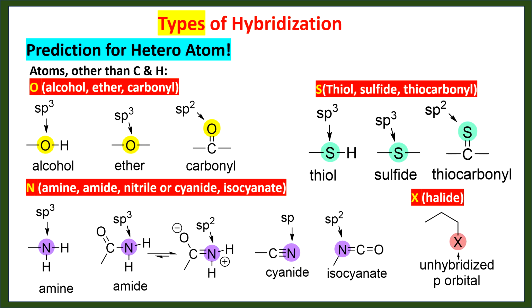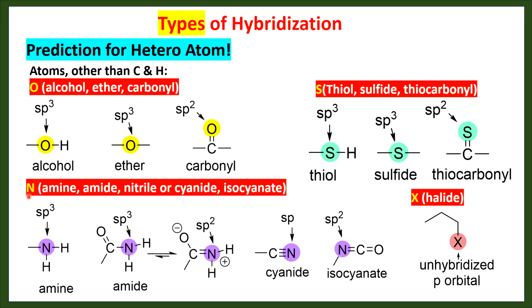Now, can we predict the hybridization for a heteroatom? So what is a heteroatom? Organic molecules are mainly composed of carbon and hydrogen. Other than these, if other atoms are present, like oxygen in alcohol, ether and carbonyl: in alcohol, oxygen is sp3 because oxygen is attached with all single bonds. Ether is also sp3 because oxygen is attached with single bonds. In carbonyl, oxygen is attached with a double bond, so it is sp2.